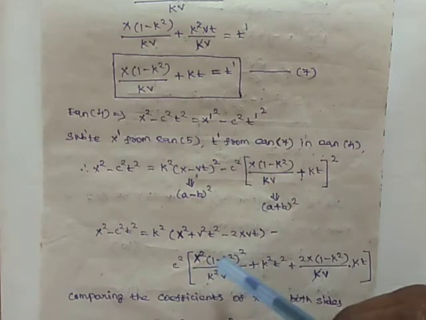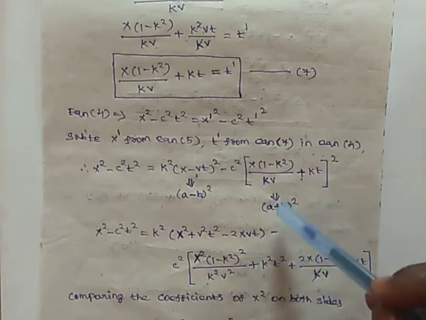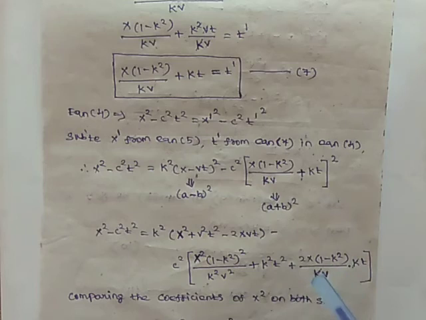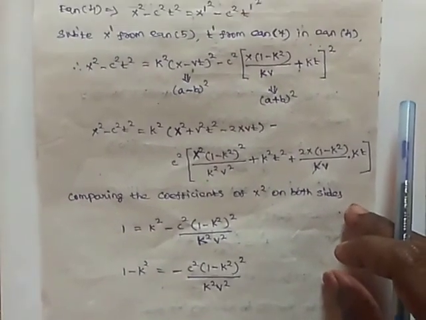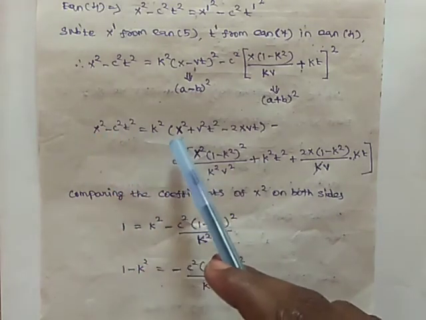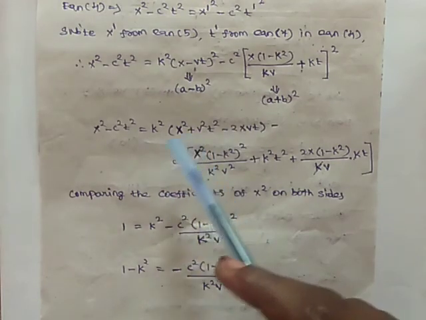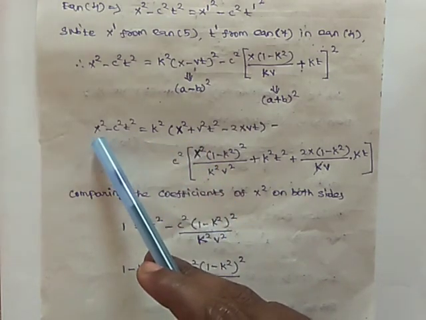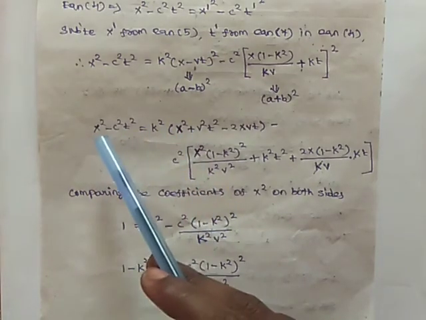So a square means x square into 1 minus k square whole square divided by k square v square, plus b square k square t square, plus 2ab, 2 times x into 1 minus k square by kv into kt. This k gets cancelled. Now we have to compare the coefficients of x square on both the sides. So here x square, and here k square into x square, and here c square into x square. So in the left hand side there is only one term, right hand side here one term and here one term. We have to compare the coefficients of this term.